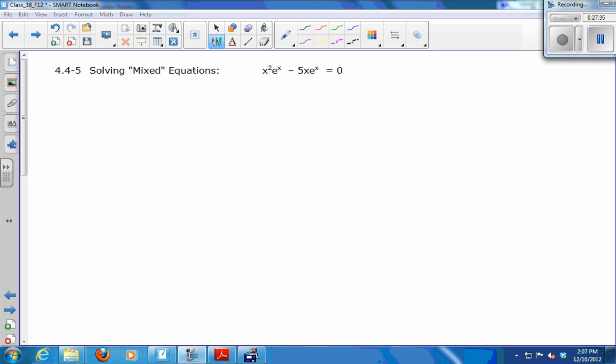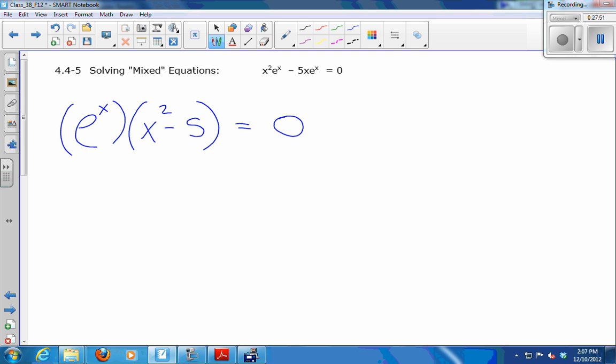What do you notice about, if you just look at the left side of the equation, both terms have an e to the x in them, right? So I could factor out an e to the x. So this would say e to the x times x squared minus 5x equals 0. Factor out the e to the x. Now I have two things multiplied together. Yes, it is minus 5x. Thank you.